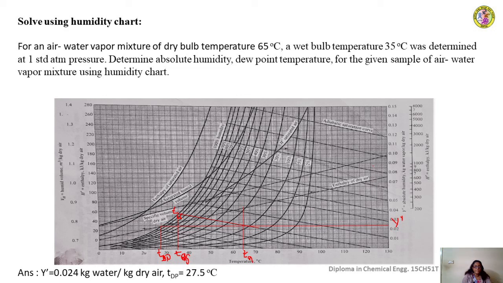The other characteristic that you have found out in the given problem is TDP. TDP represents the dew point temperature of the given mixture. So with that, we have completed the session in which we have learned how to use the humidity chart to solve problems based on humidification operation.